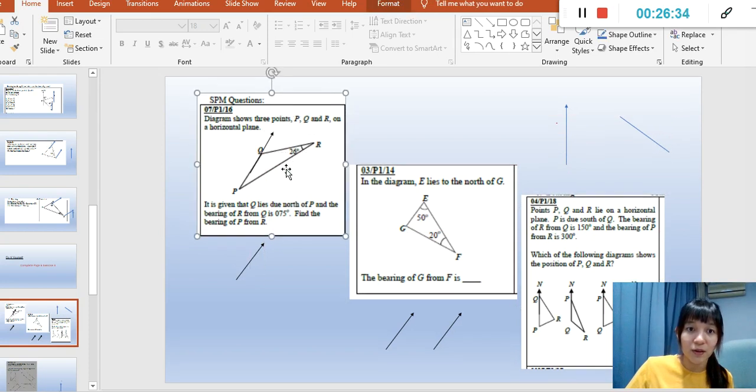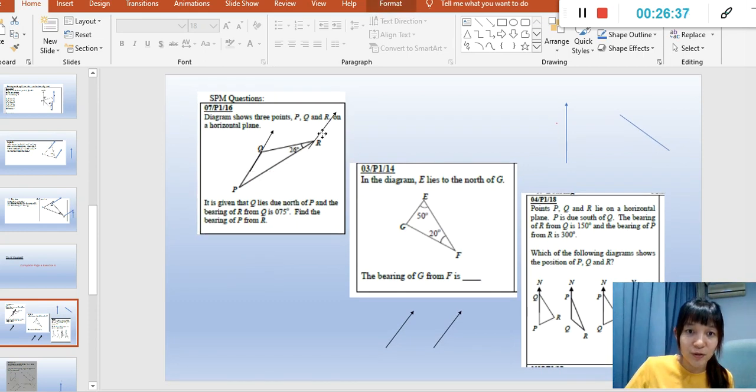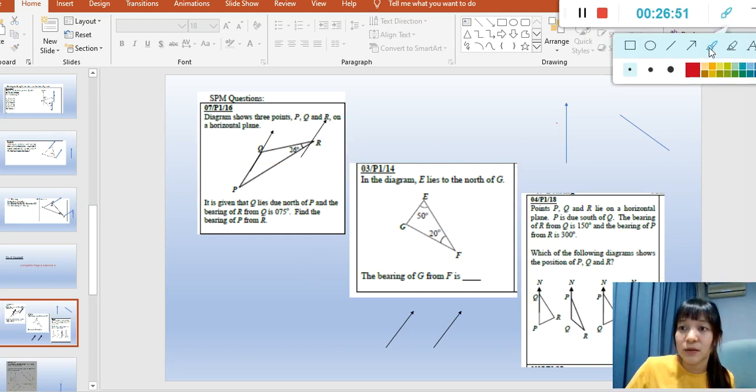This is the north line. I draw a north line for all the points, parallel. North is always in the same direction. What do they want now? The bearing of R from Q, meaning from Q you rotate clockwise to line R. R is here. It's 75. Then find the bearing of P from R.